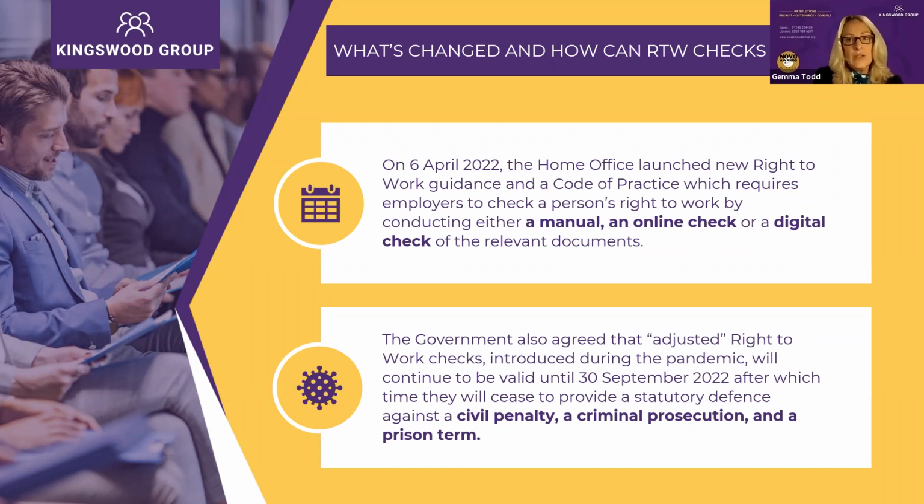If you need to check somebody online, you would need to obtain their share code, which they have to obtain for themselves via the gov.uk website, and you would also need their date of birth. The share code is usually valid for 30 days, and it will comprise 9 alphanumeric characters. When you have their date of birth and their share code, you can go onto the online system and check their right to work.